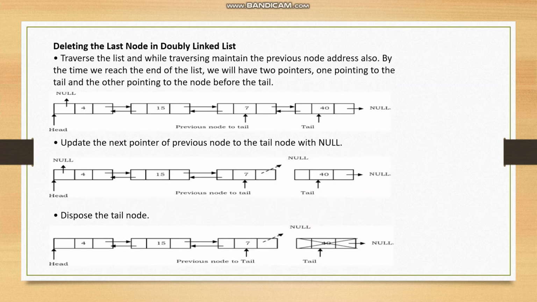Deleting the last node in the doubly linked list. So we will have to keep two pointers. One is for the end of the linked list, and one is for the second last node of the linked list. As we encounter the last node here, we will be keeping the second last node here. In the second last node, we will point next to null, as we can see here, and we will point the last node's previous to null, and here the last node will be released, and then we can delete it.